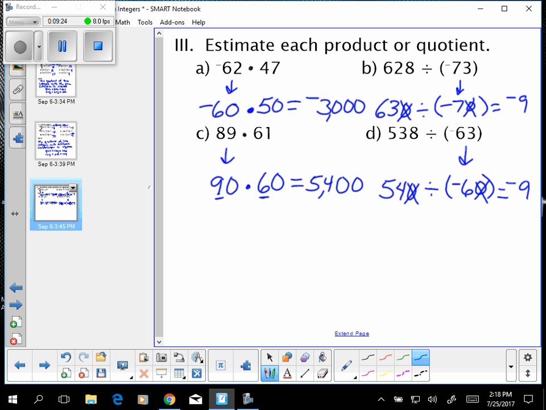9 as well. And that concludes lesson 1-8B.